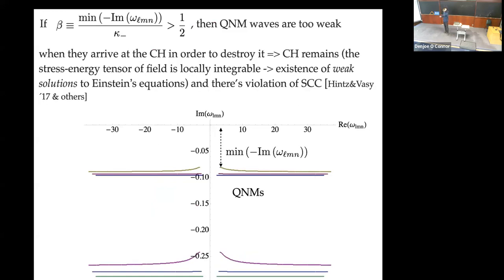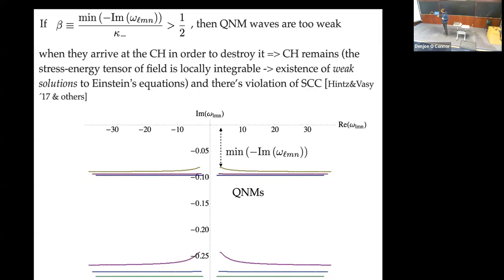Some mathematicians, Peter Hintz and Bajci, can't remember his first name, showed that in the case of asymptotically de Sitter spacetimes, the quantity that really matters is this beta quantity. This beta quantity is the spectral gap, which is how far from the real axis is the highest lying quantum mode. And then you divide it by kappa minus, the surface gravity of the Cauchy horizon.